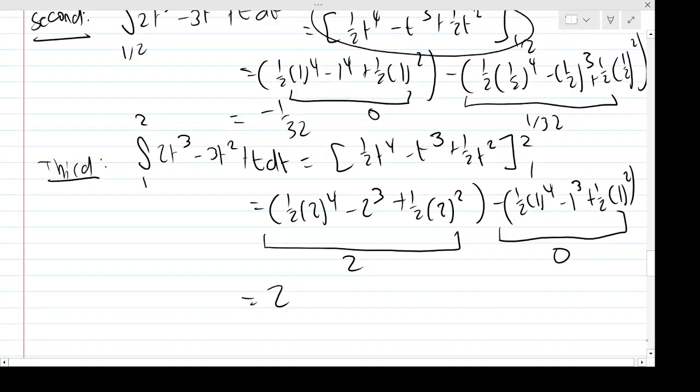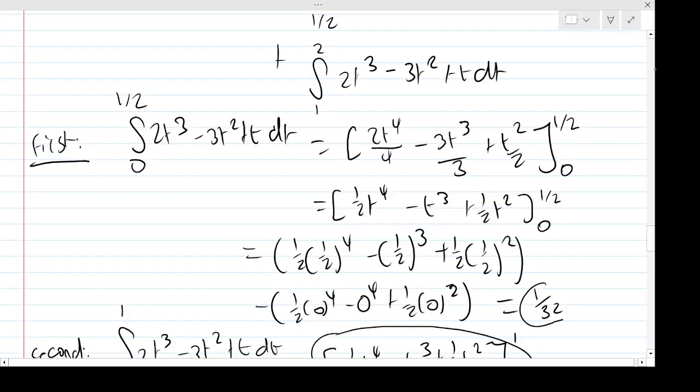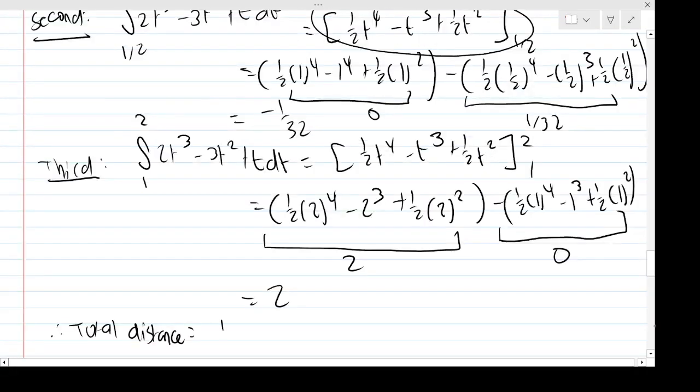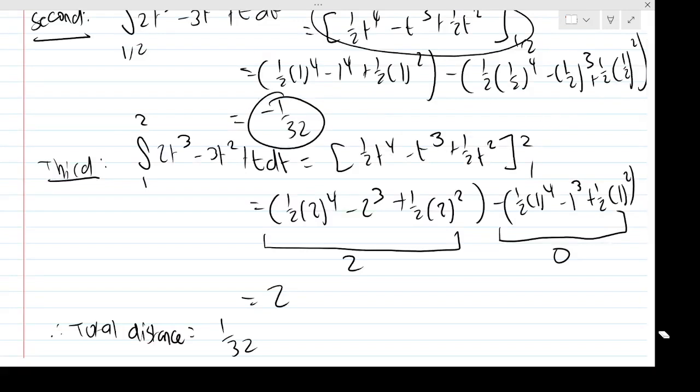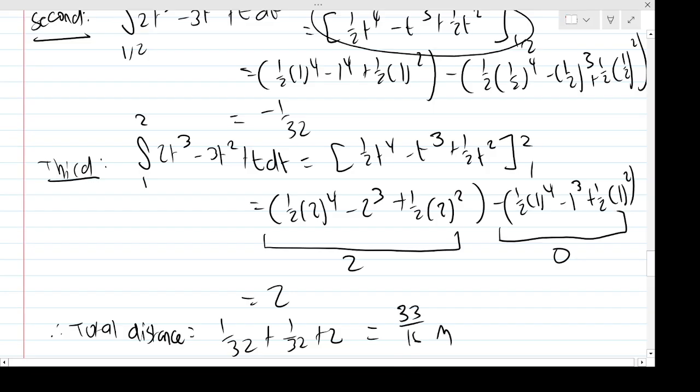So therefore the total distance from 0 to 2, well, we add up all these 3 individual distances. So we've got 1 over 32 from the first one, then we add minus 1 over 32, but then we make that positive, so it's plus 1 over 32. Then we add on the 2 at the end here. Okay, so if we do all that, we get 33 over 16 meters. And so there we are.